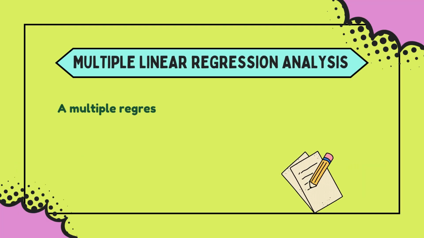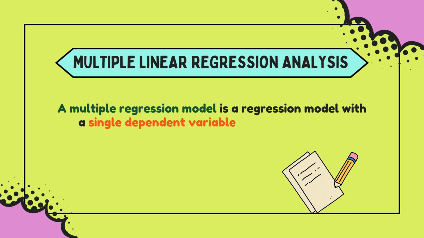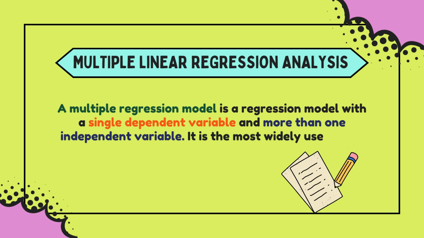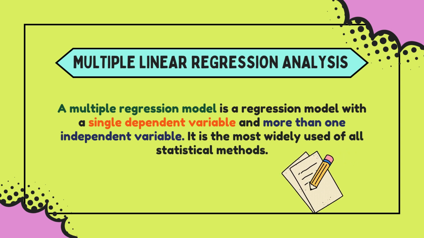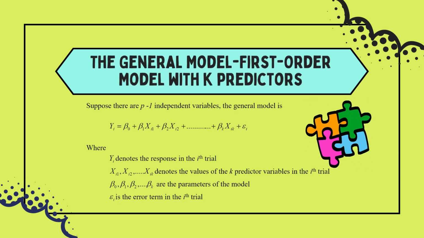A multiple regression model, MLR, is a regression model with a single dependent variable and more than one independent variable. It is the most widely used of all statistical methods. Besides, the general first-order model with K predictors can be seen as follows.